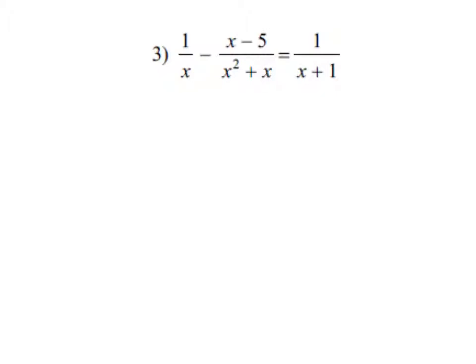Okay, let's try one of these that has a little bit more stuff going on in the denominator. So anytime you have binomials in your denominator, you look to try to do some factoring to start with. And so the only factoring I can do would be on this second fraction. And so I'm going to change this x squared plus x to an x times x plus 1.